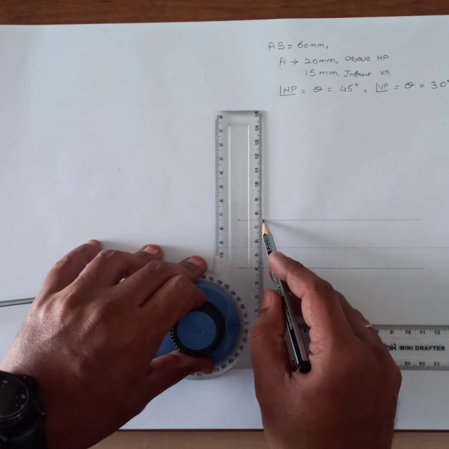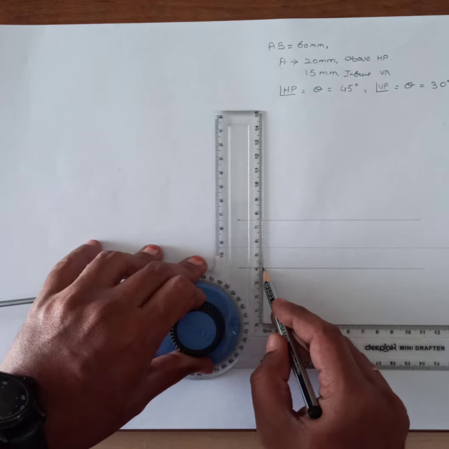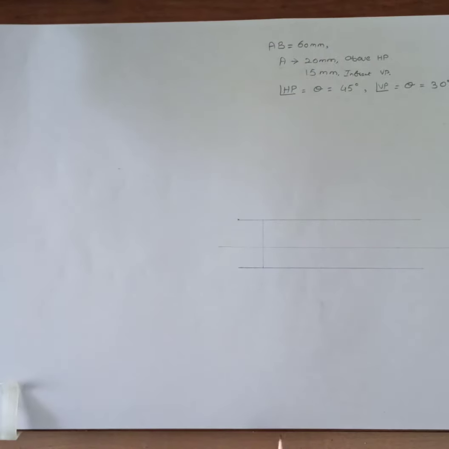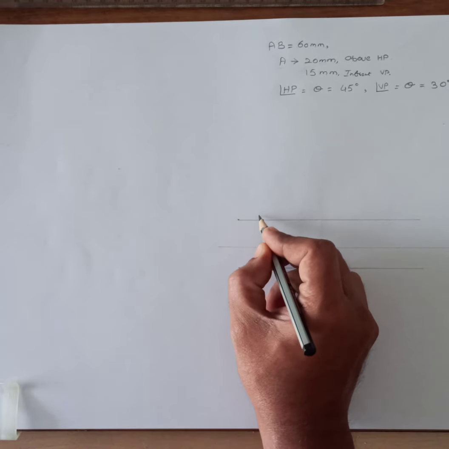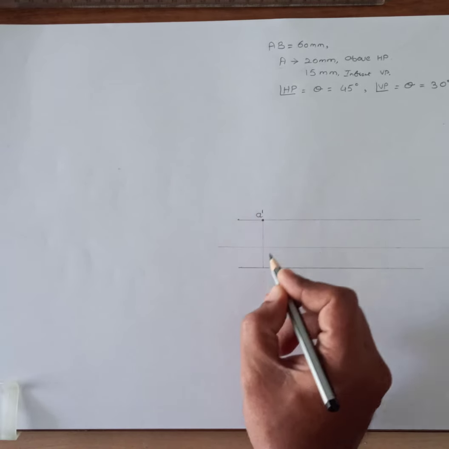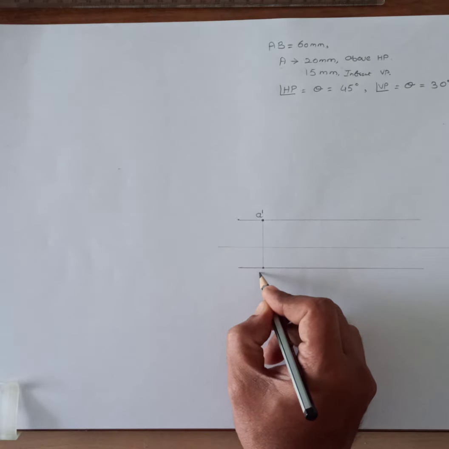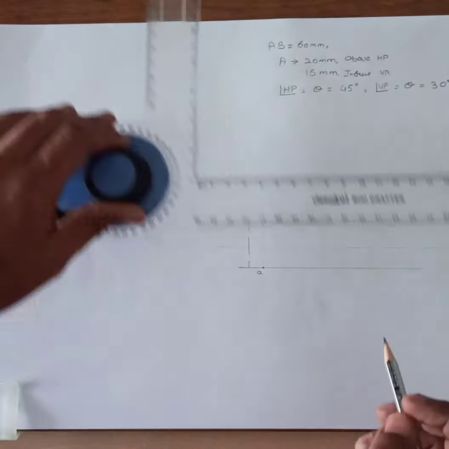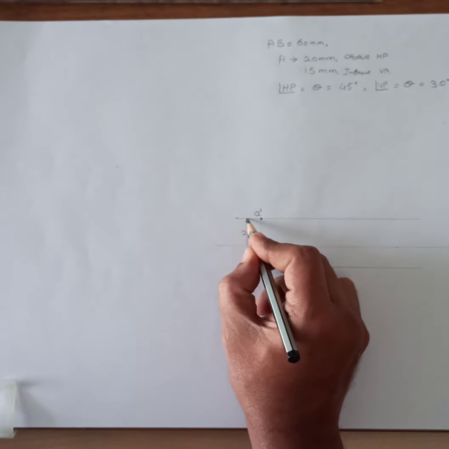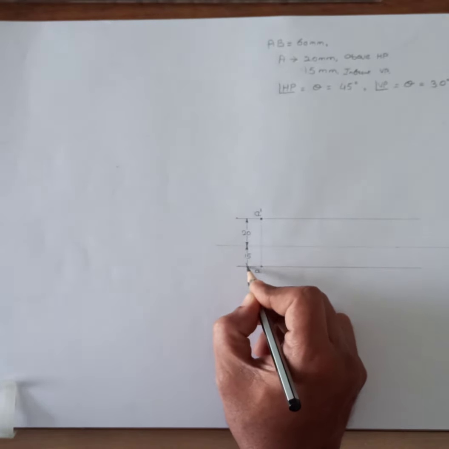Since the given point is A, mark the point A dash in the front view and the point A on the top view. So the line connecting these 2 points, A dash and A, will be the end projector line of the problem. After marking the points A and A dash, give your dimensions to the respective lines.